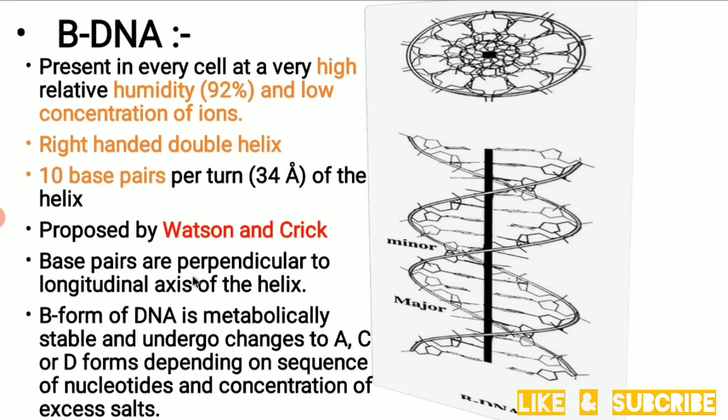Then base pairs are perpendicular to the longitudinal axis of the helix. B form of DNA is metabolically stable and can change to A, C, D forms depending upon the sequence of nucleotides and the concentration of excess salt. So this DNA may change. Instead of a low concentration of ions, if there is a high concentration of ions, then the DNA structure also changes. So depending on the condition around the DNA, the structure of DNA changes.